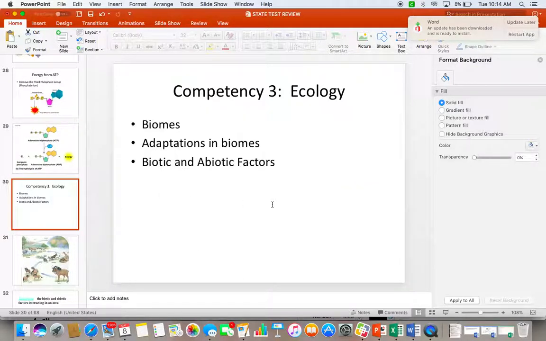Moving on to Competency 3. Competency 3 is basically ecology. You've got to know characteristics of your biomes. You need to pick those out. You need to know what kind of stuff lives in the biomes. And then you've got to be able to identify biotic and abiotic factors.